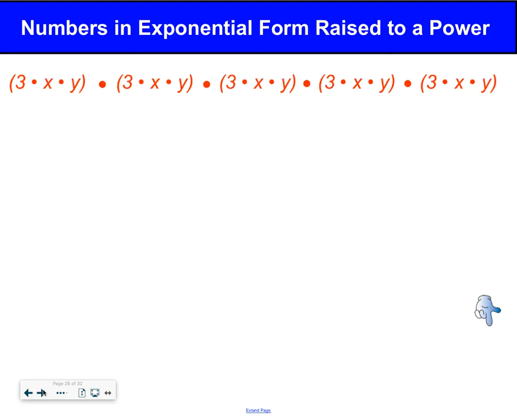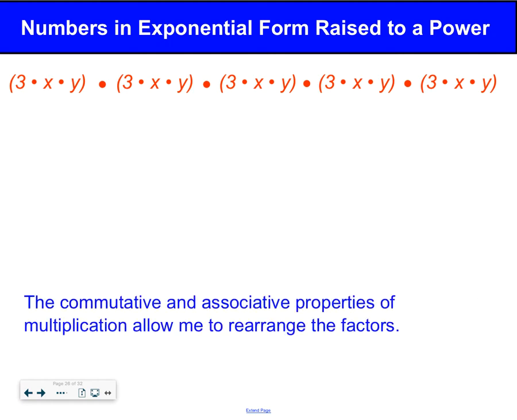Well, once I have this, I need to remember that the commutative and associative properties of multiplication allow me to rearrange the factors. Because all of these dots are multiplication, it doesn't matter what order I multiply them in. So if I take this 3 here, and this one, and this one, and this one, and this one, I can multiply the 5 3s by each other.